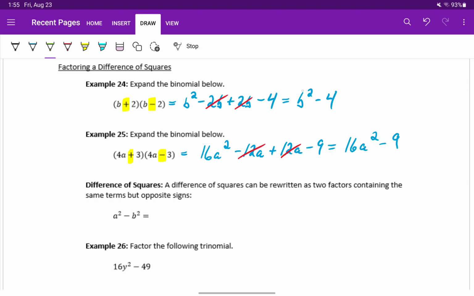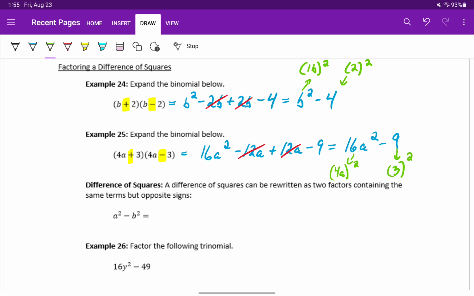And what we end up with is some quantity squared. In this case, this is 1 times b squared and 2 squared. And in example 25, 16a squared is the same thing as 4a squared, and 9 is the same thing as 3 squared.